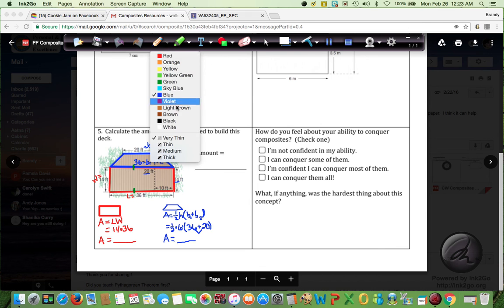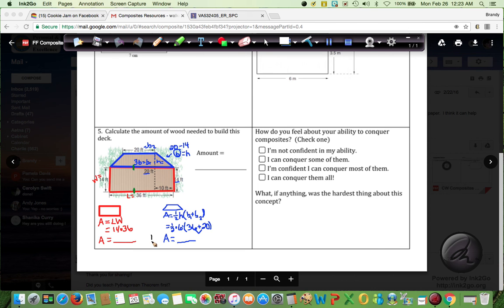Once you have both answers, you add them together, right? Because we want the whole area. We don't just want one piece or two. We're not separating, right? Like at the question number 2 where we had to subtract. We want to add these two together. So when you do that, you get your total amount of wood needed to build this deck because wood would be covering, which is area. That's it. That's all I have.